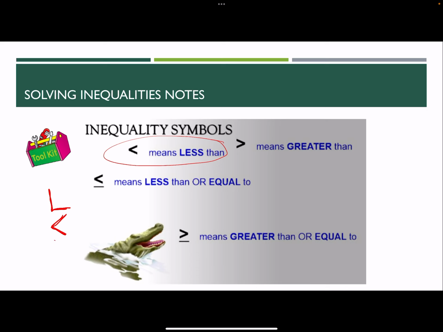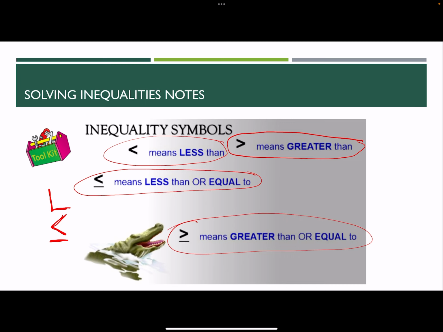And then if it has the little line underneath it, this means less than or equal to, right? And then this one facing the other direction means greater than or greater than or equal to. So pause the video a quick second, write this down in your toolkit so that you have these definitions down, and then we'll solve some inequalities.